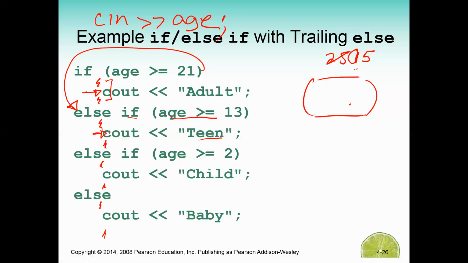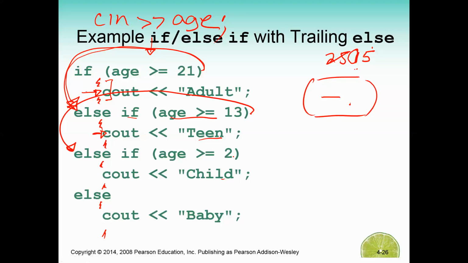Let's suppose that the value was 5 only. Again, we come in and we ask, is the age greater than or equal to 21? No. So we jump. And then we ask again, is the age greater than or equal to 13? No. So we jump and we go to the next one. Is the age greater than or equal to 2? It is. So child is going to be displayed on the screen.